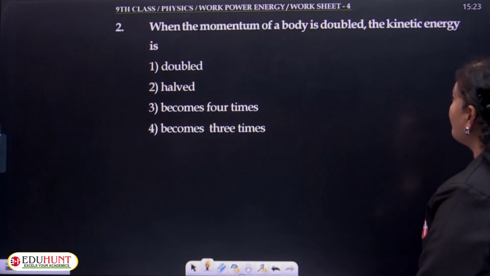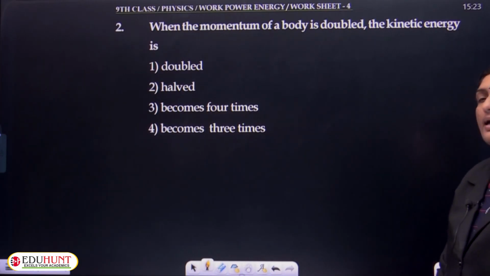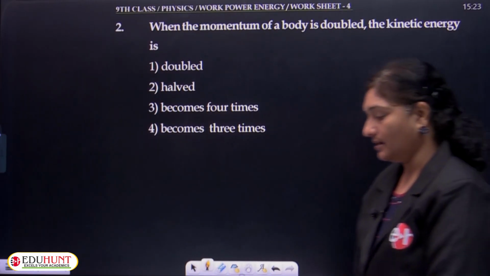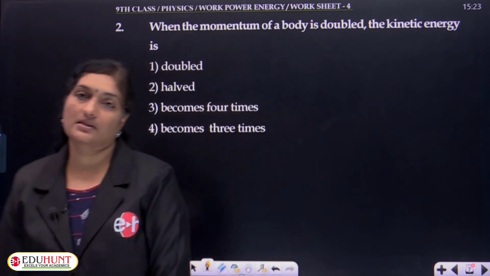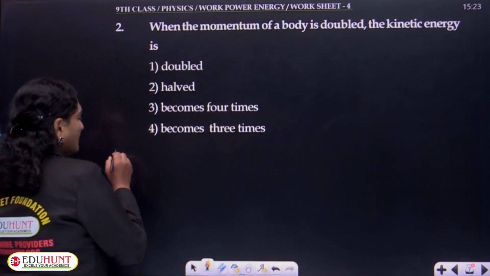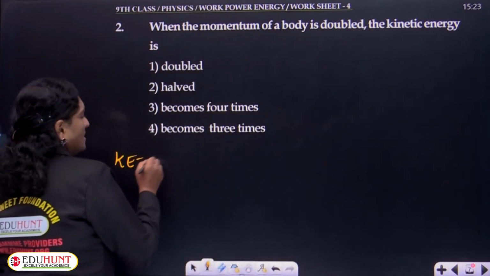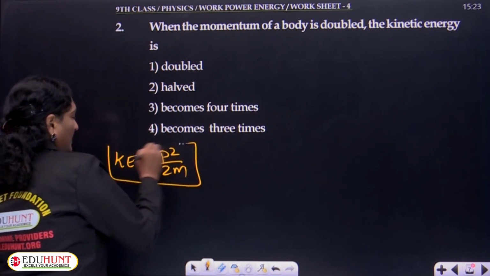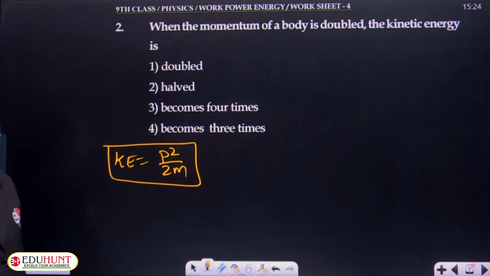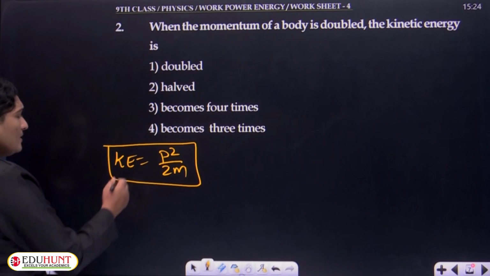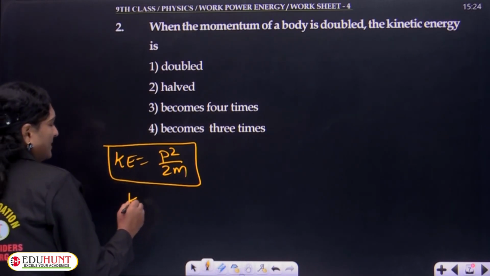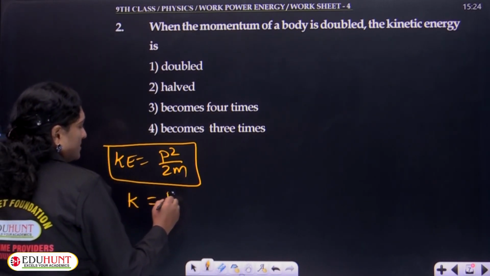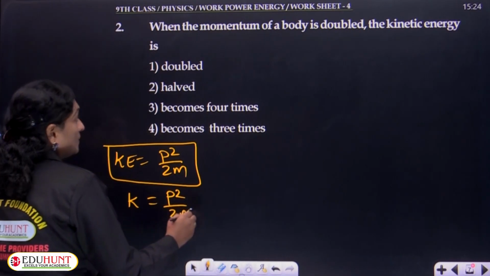When the momentum of a body is doubled, the kinetic energy is. So, what is the relation between kinetic energy and momentum, children? As we know, kinetic energy equals P square by 2m. In short, instead of KE, let me write it as K. So, K equals P square by 2m.